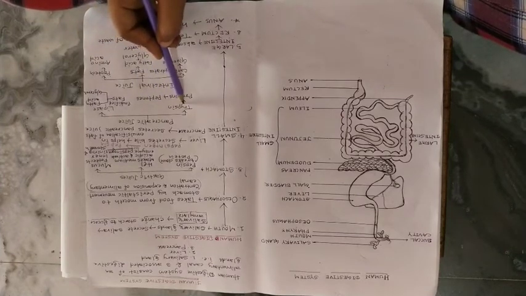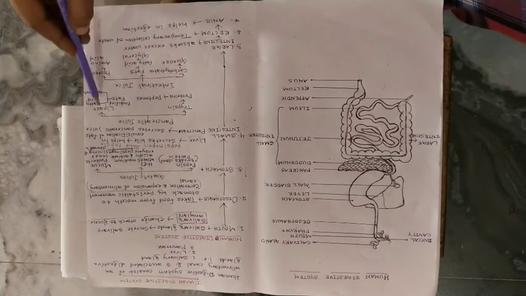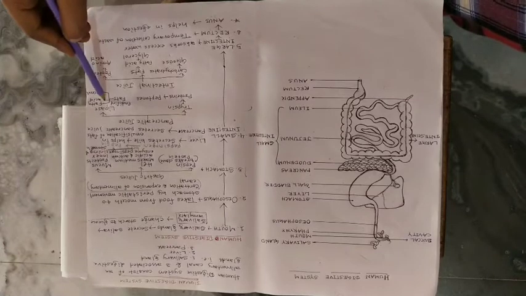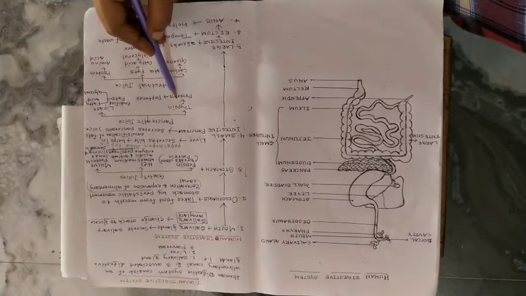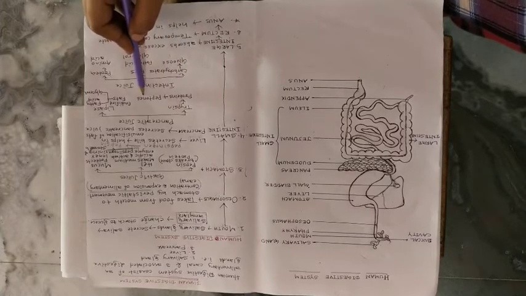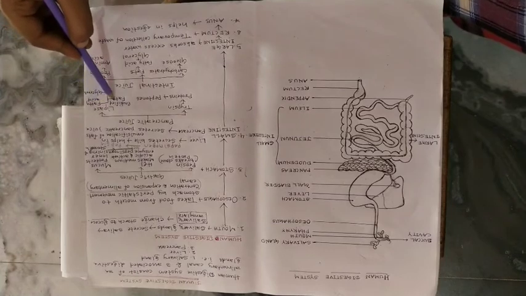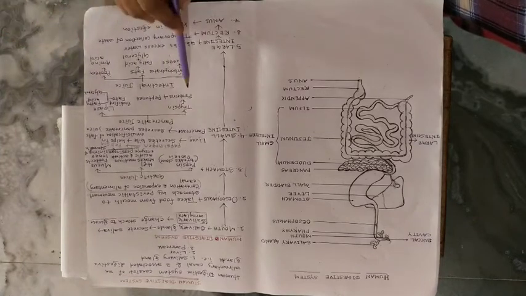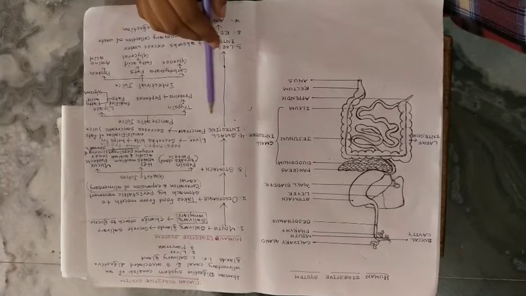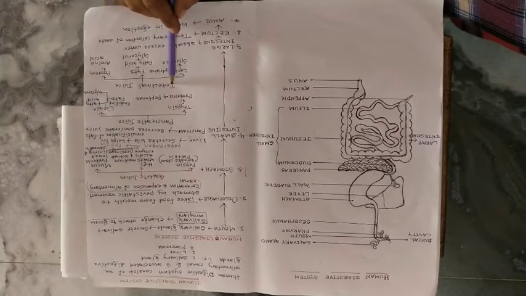The pancreatic juice contains the digestive enzymes trypsin and lipase. And what is the function of trypsin? Trypsin helps to digest the protein into peptones, and lipase helps in the digestion of emulsified fats into fatty acid and glycerol. Then another important thing is the secretion of intestinal juice.